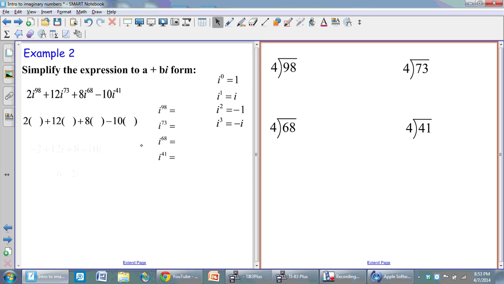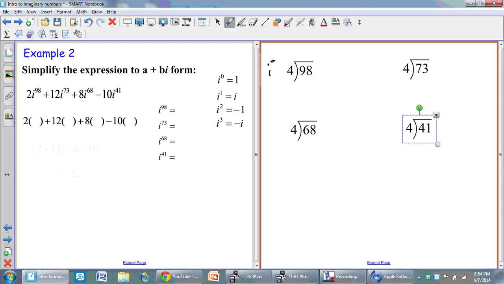So I got my dual screen going on here. This one I'm doing to simplify i to the 98. This one I'm doing to simplify i to the 73. This one is for i to the 68. And this one is for i to the 41. So you got yourself 4 division problems. We want to know what the remainders are. So let's go with i to the 98.